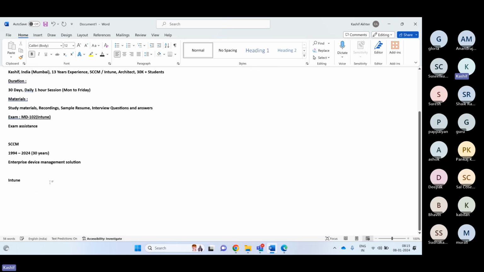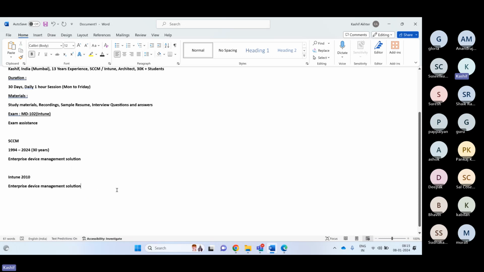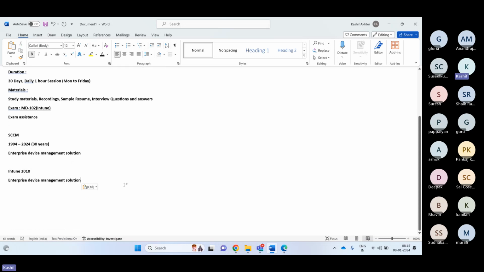Okay, so Intune started when? In the year 2010. Okay, so it is also a matured technology. Most of the organizations are moving towards Intune. So what Intune does, it is also an enterprise device management solution. Okay. It is going to manage devices.